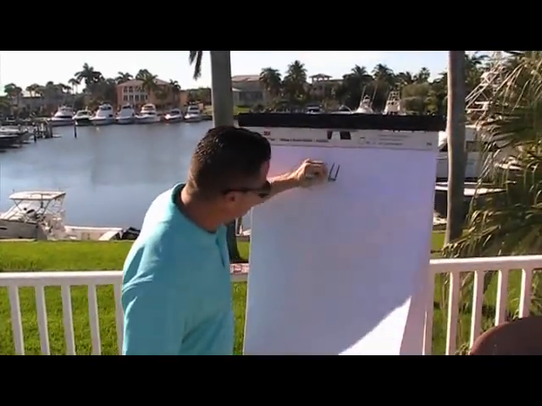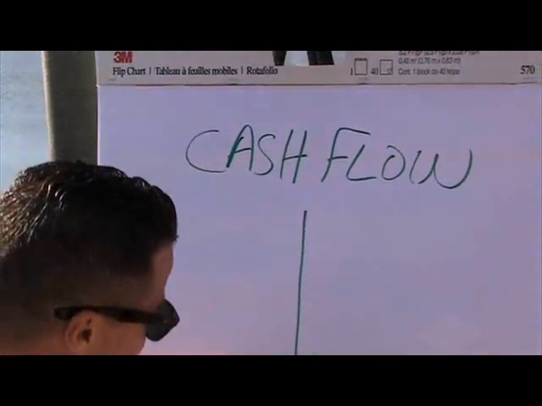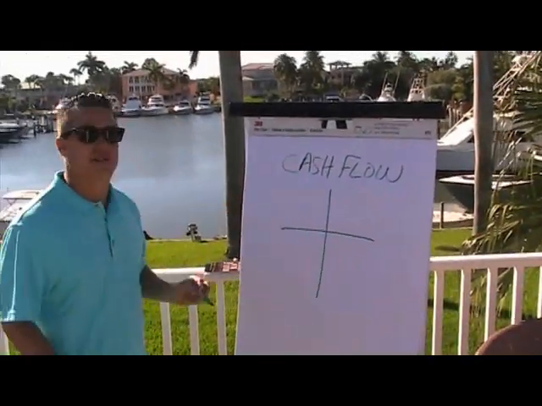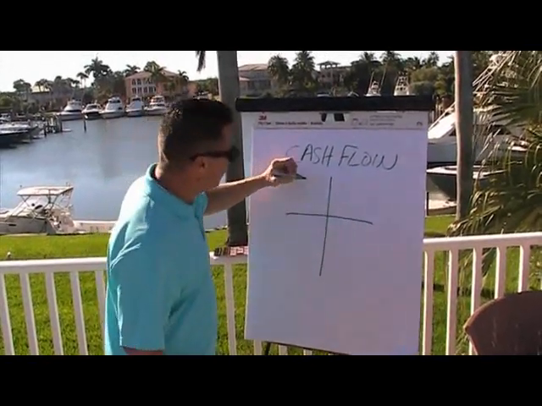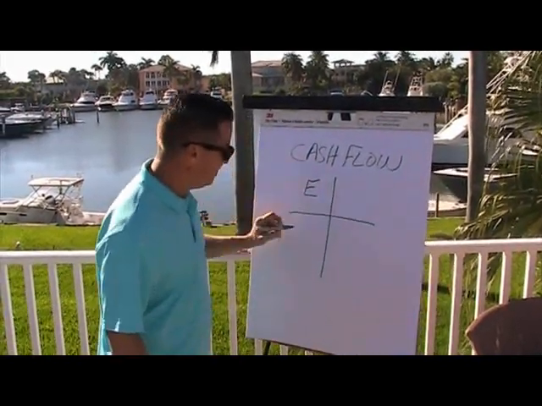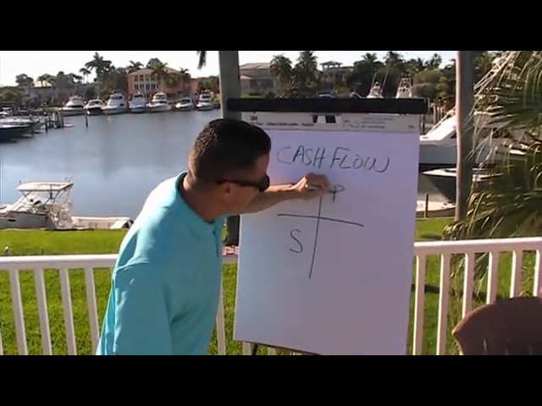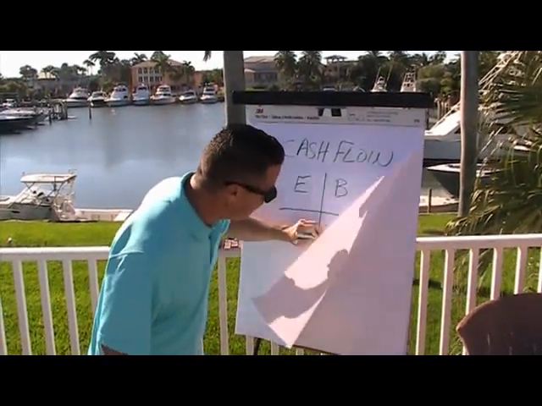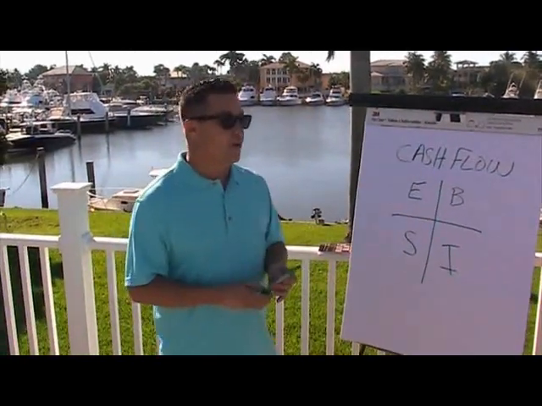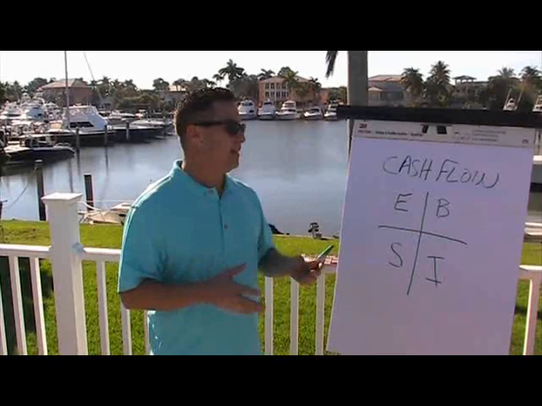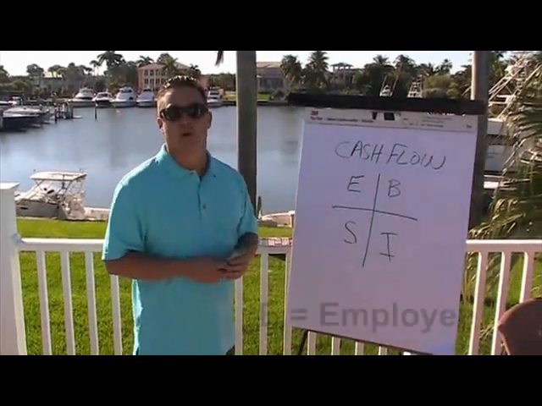Kiyosaki teaches us how money is earned by describing this cash flow quadrant. This quadrant on the left-hand side has the E and the S, and on the right side it has the B and the I. Now, the E, let's explain this real quickly so you understand what this is about. The E stands for employee.